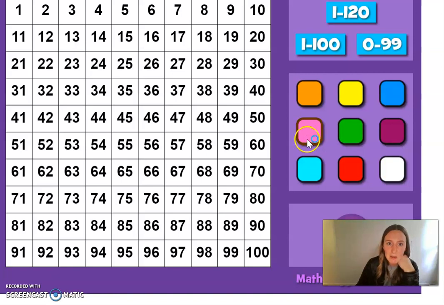Let's have a look at skip counting by fives. We know that the skip counting by 5 pattern goes 5, 10, 15, 20, 25, 30, 35, 40. And you can see there it's going 5 and then a 0. And then a 5 in the ones place, then a 0 in the ones place. 5, 0, 5, 0.